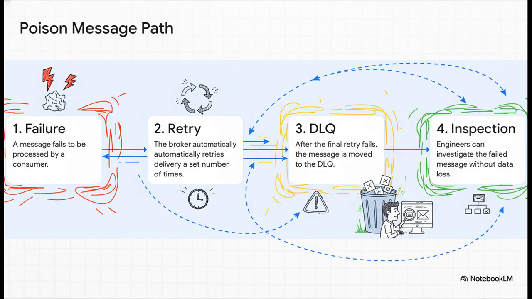Here's how it works. A message comes in and it fails to process. The system automatically retries a few times. If it still fails after, say, 3 tries, instead of just blocking everything up, the broker moves it over to this special dead letter queue. This lets the main system keep processing good messages, and it gives an engineer a chance to investigate what went wrong without losing any data. It is an absolutely critical pattern for building systems you can trust.